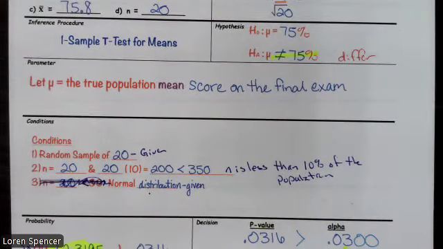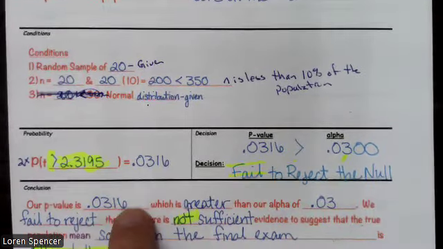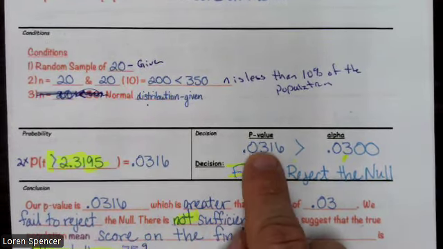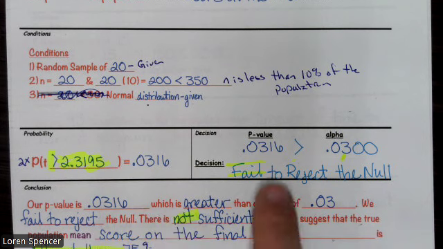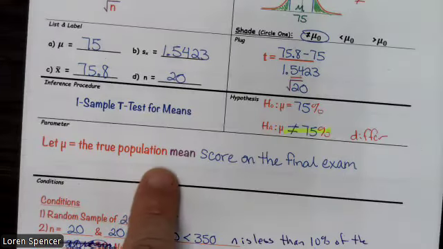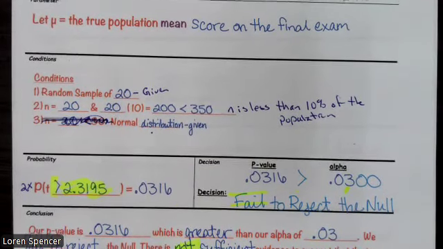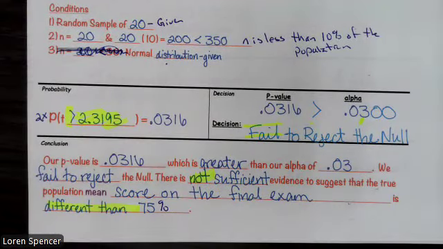All right? So really, when we're writing this up, the first part, our p-value is 0.0316, which is greater than our alpha of 0.03. That's exactly what we have here. Then it says we fail to reject. Well, that's what we have here. And then we have there is not sufficient evidence to suggest that the true population mean score on the final exam is different than 75%. Different than 75%. All right. So all of that stuff in the conclusion is stated earlier as well.